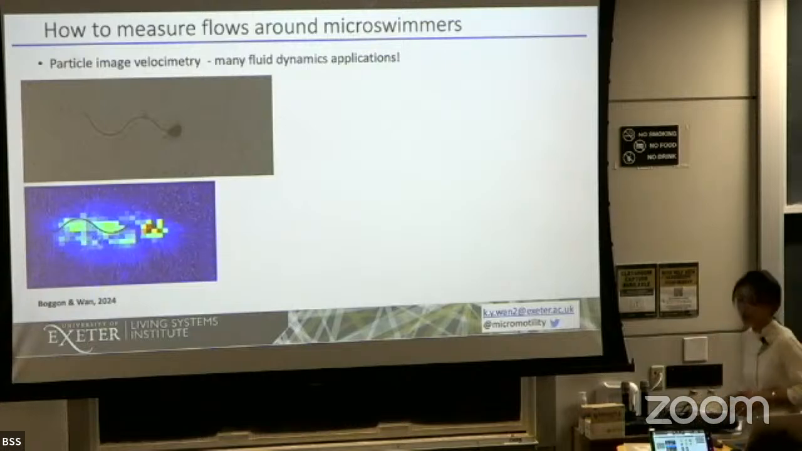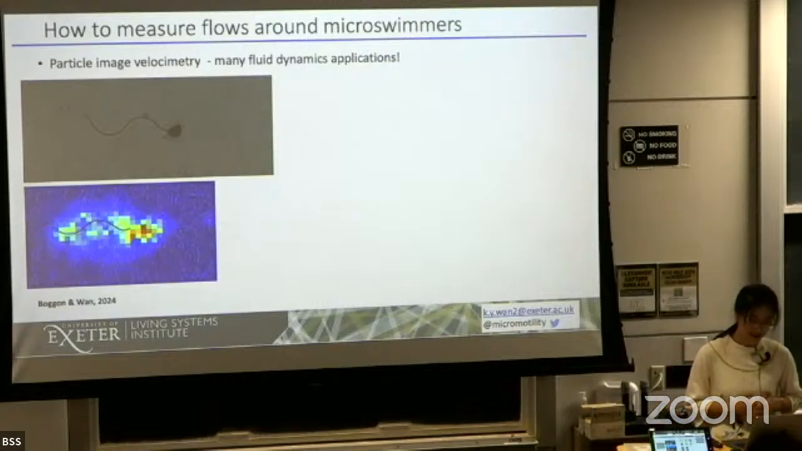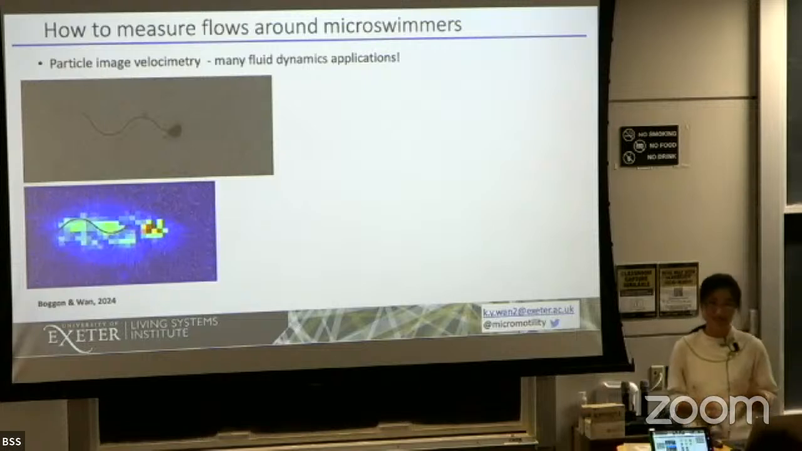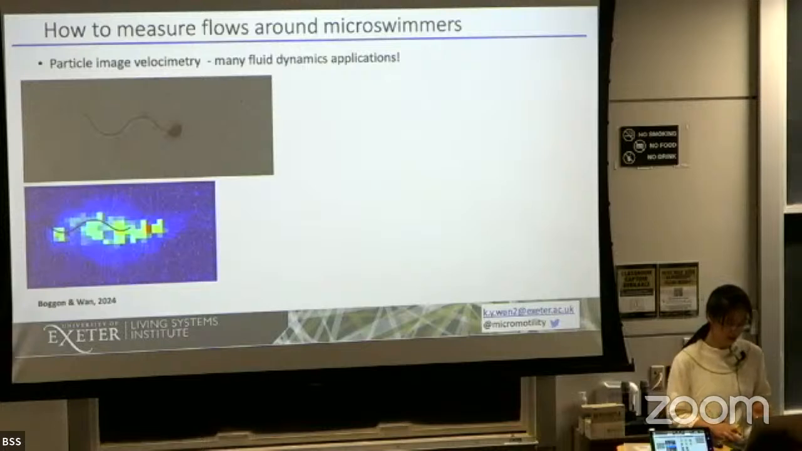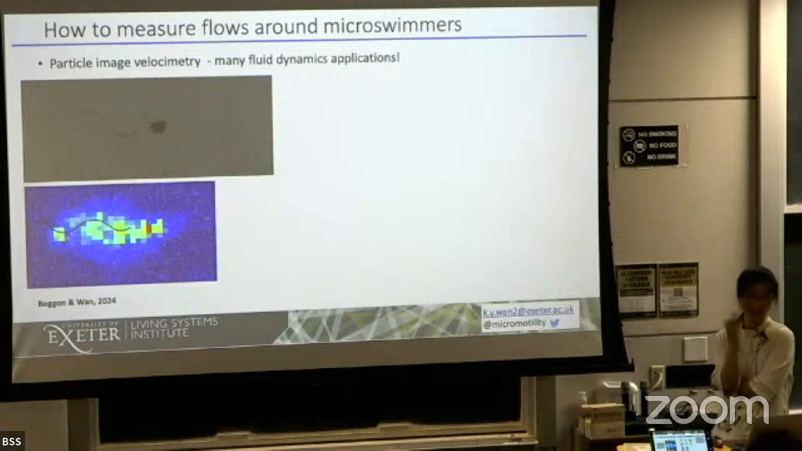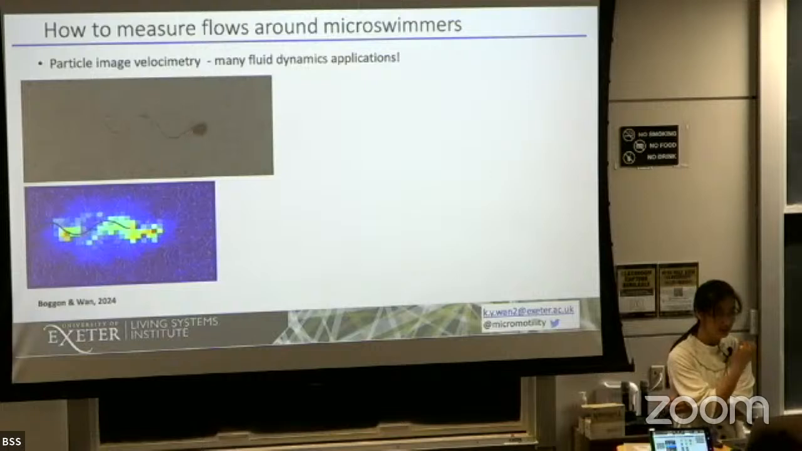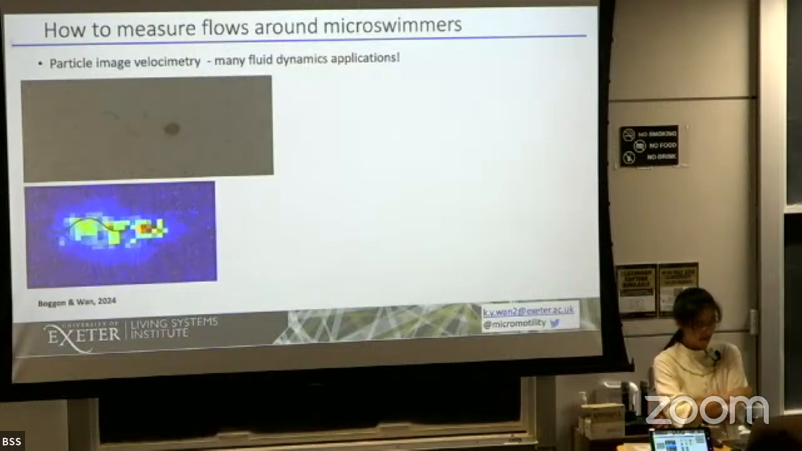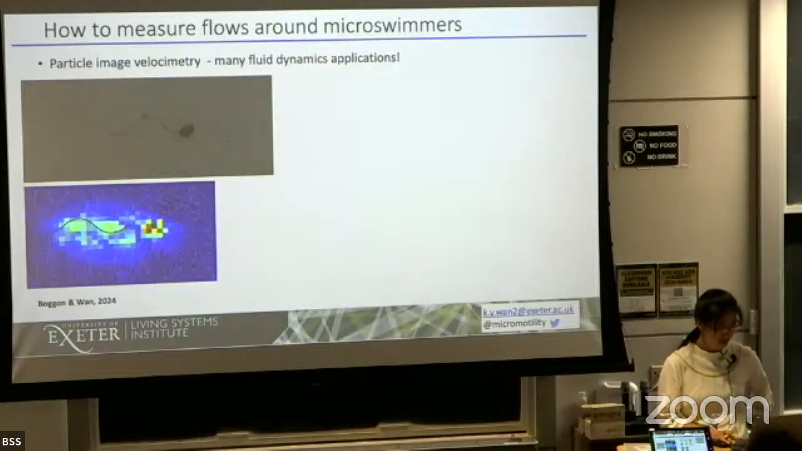So, coming back to the real world context, how do we measure or match some of these flow solutions with what is actually observed around real swimmers? This is just the sperm-like propelling cell that I showed you before. What we can do is a technique called particle image velocimetry, which is very well established and used a lot in fluid dynamics to characterize the patterns of flow fields.